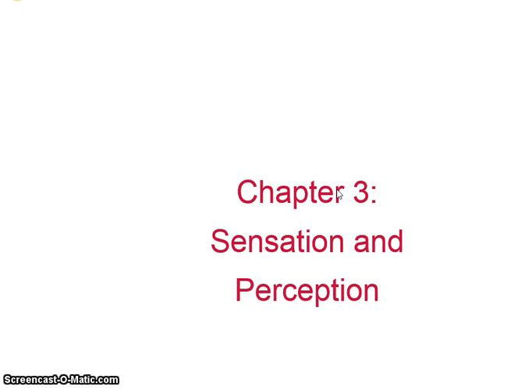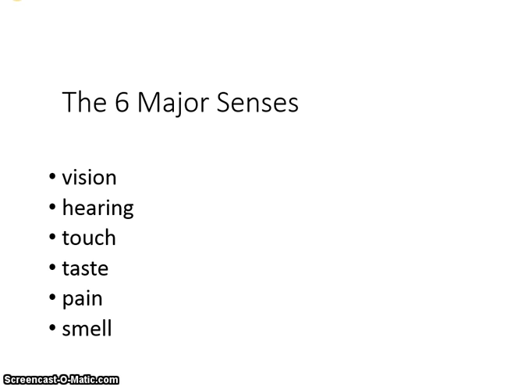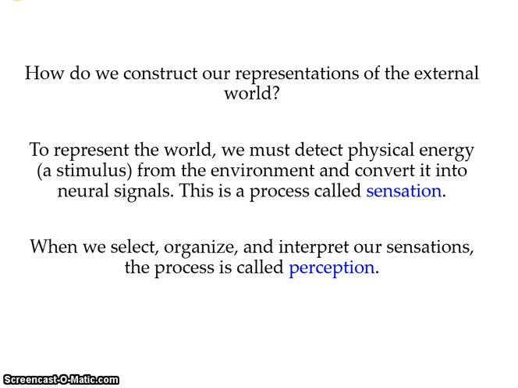Chapter 3, Sensation and Perception. In this chapter, we're going to look at what's going on with the 6 major senses: vision, hearing, touch, taste, pain, and smell. But before we do that, we need to understand what it means when we talk about sensation and what it means when we talk about perception.